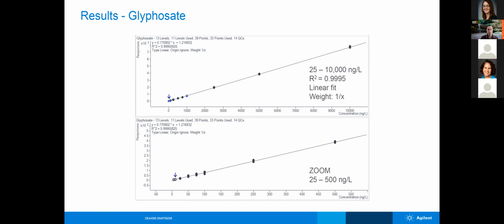You can see it's very linear. There are actually quite a few replicate injections underneath each dot. You can see them in the bottom graph, but we have really tight peak areas from run to run. We don't have any saturation occurring, which means you could detect at very, very low levels, and also detect high levels of glyphosate if you need to. The top graph has 25 to 10,000 nanograms per liter. The bottom one is just a zoom in.